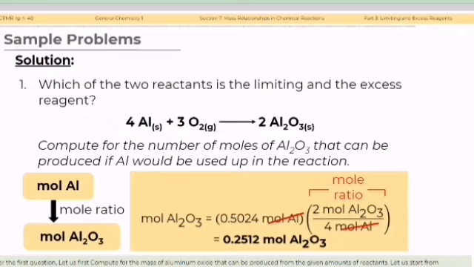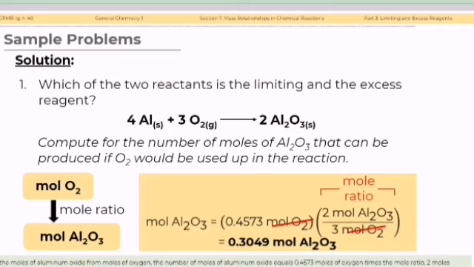To answer the first question, let us first compute the mass of aluminum oxide that can be produced from the given amount of reactants. Let us start by calculating the number of moles of aluminum oxide if aluminum would be used up in the reaction. The moles of aluminum oxide equals 0.5024 moles of aluminum times the mole ratio, which is 2 moles of aluminum oxide per 4 moles of aluminum. Simplifying, we get 0.2512 moles of aluminum oxide.